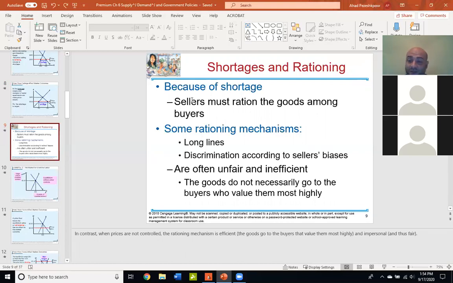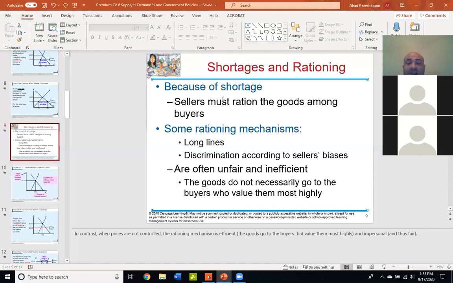Discrimination according to sellers' biases. I would only give what's available to my own racial group, to my own religion, to my own cousins, to my own tribe, to my own city. And trust me, people are really good at finding reasons to discriminate against each other. So when there is a shortage, bad things would always follow. And these are often unfair and inefficient.